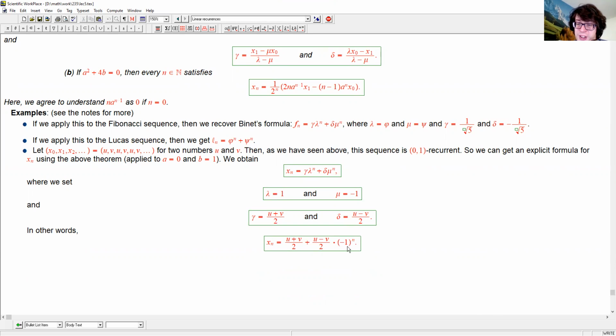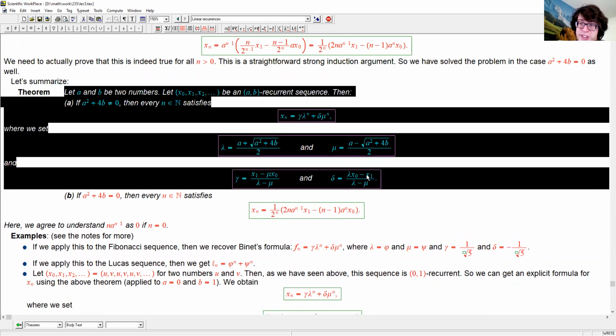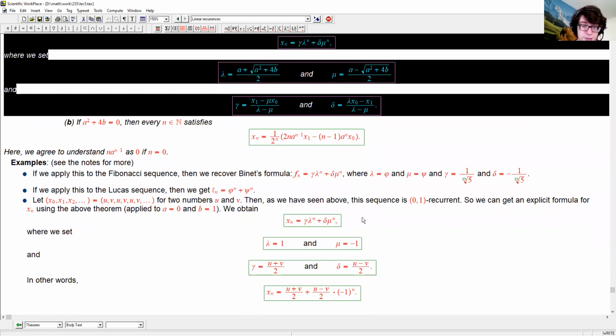So in every even spot, this will be a 1, and you will get u plus v over 2 plus u minus v over 2, which is u. This is how you get all those u's here in the even positions. And in the odd positions, this power will be a minus 1, so you will get u plus v over 2 minus u minus v over 2, which gives you all these v's here. So this formula gives us the exact behavior we expected.